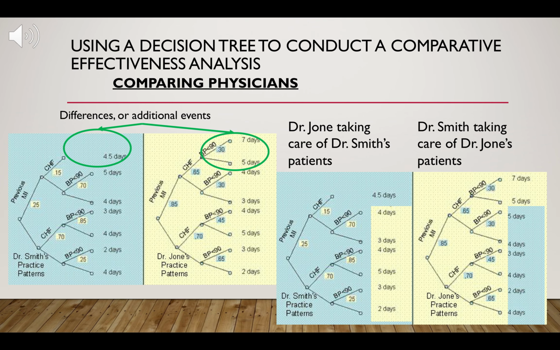To answer these questions, we have to take the consequences of each physician and swap decision tree events. If you look at the diagram on the right, you will see Dr. Smith's consequences on Dr. Jones' tree on the right side, and Dr. Jones' consequences on Dr. Smith's tree on the left side.